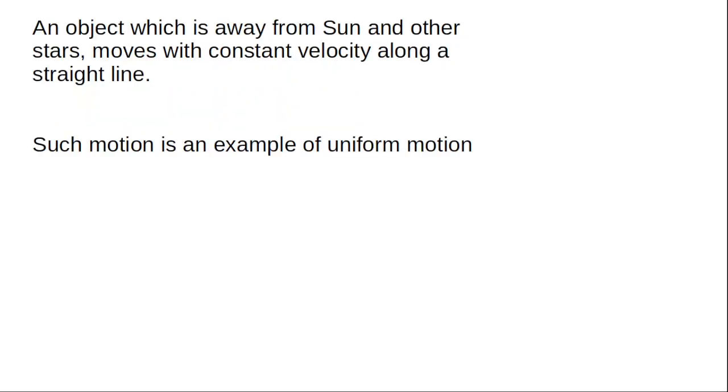For example, an object in space away from the sun and other stars will move with constant velocity along a straight line. Okay? Usually space objects move in a straight line with constant velocity. Such cases correspond to examples of uniform motion.